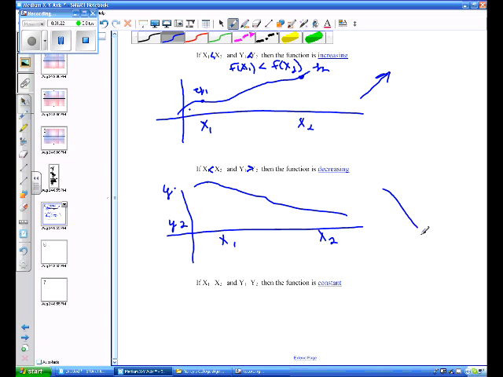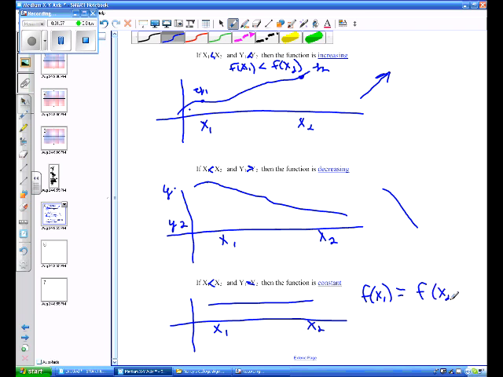Then we also have what's called a constant function. And in a constant function, if x sub 1 is less than x sub 2 and y sub 1 is equal to y sub 2, your y's are the same, then your function is said to be constant. So on a graph, here's our x sub 1, our x sub 2, but our y values are the same. This f of x sub 1 is the same as this f of x sub 2. Our f of x sub 1 equals our f of x sub 2.